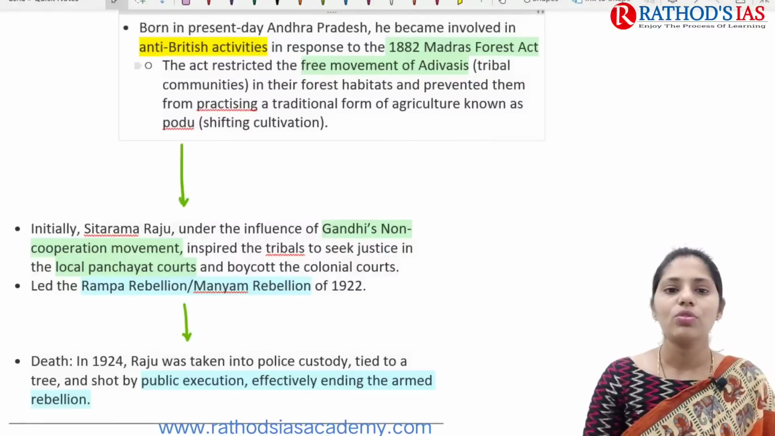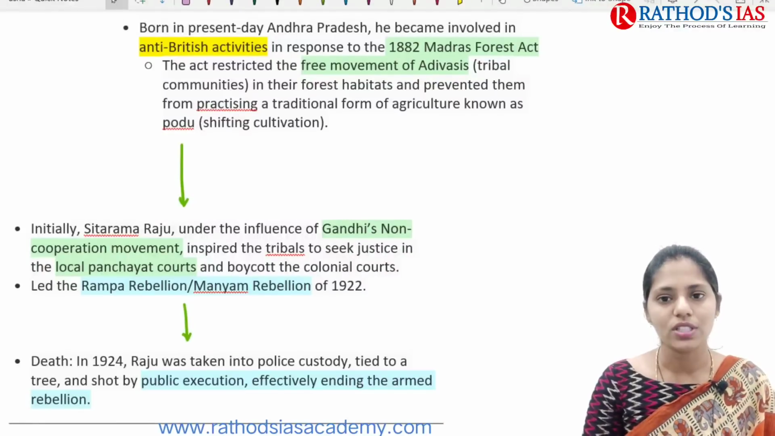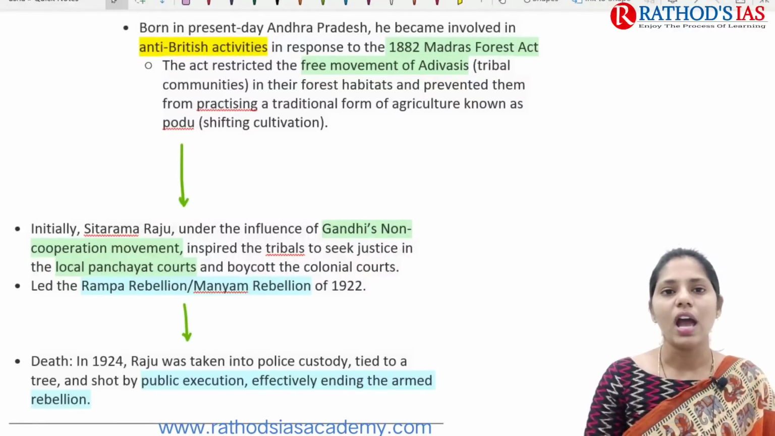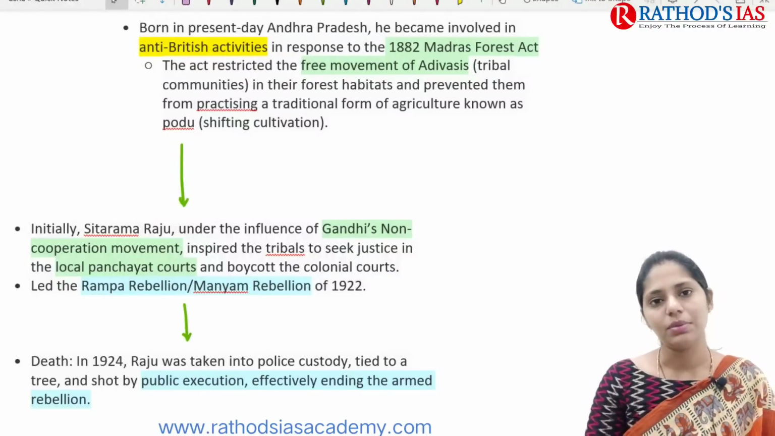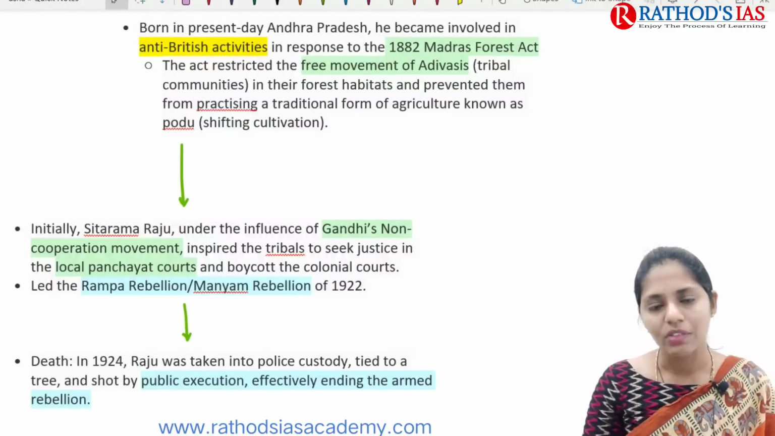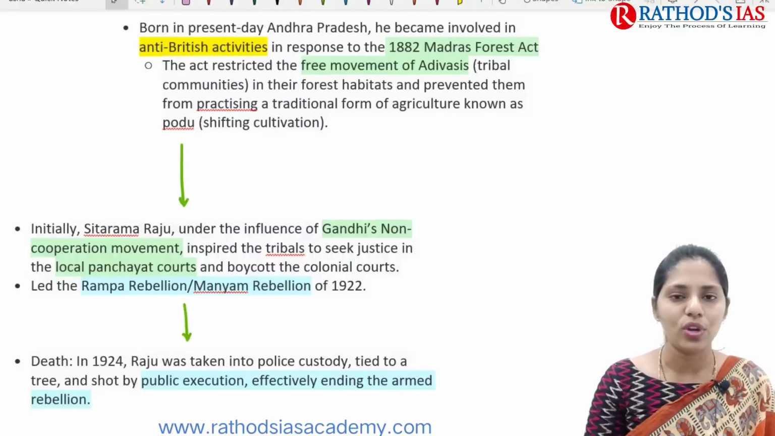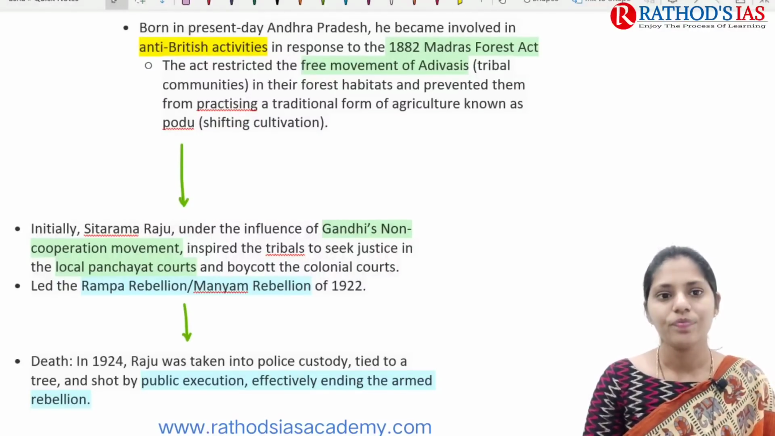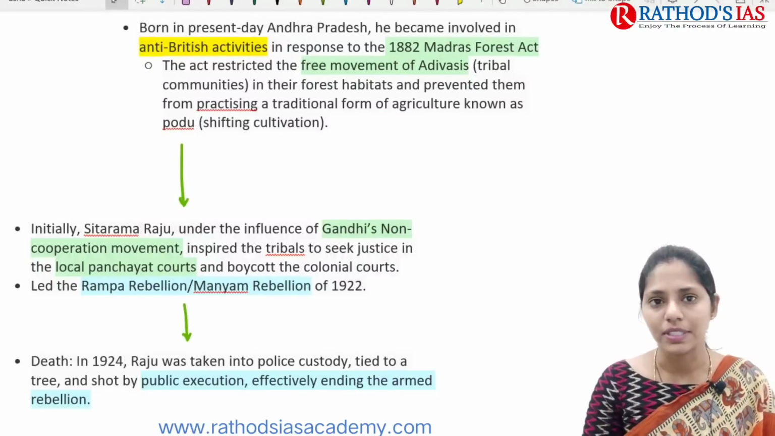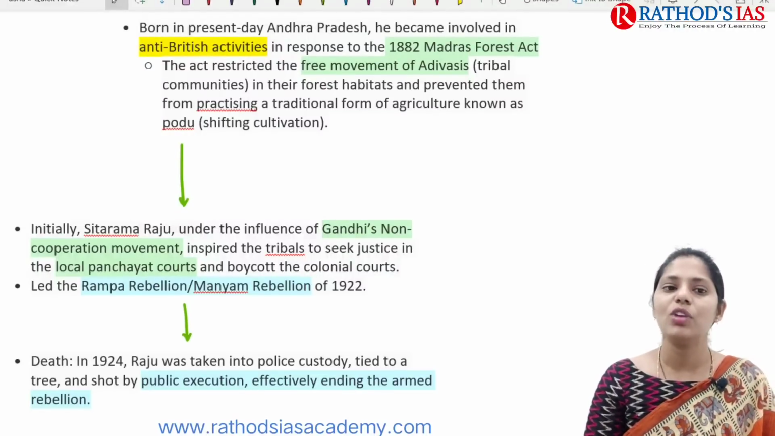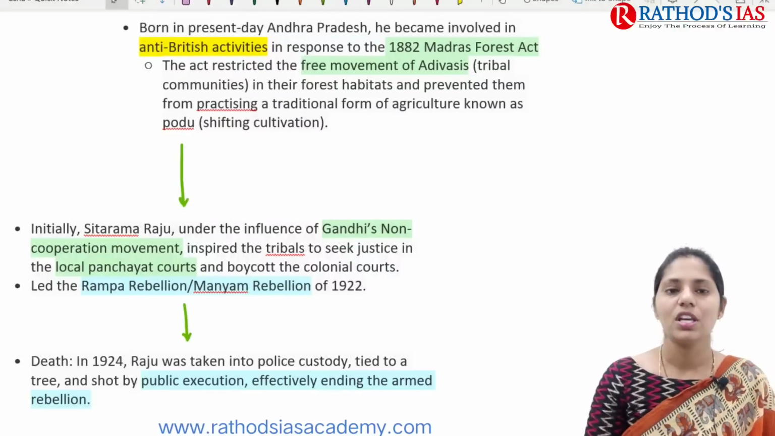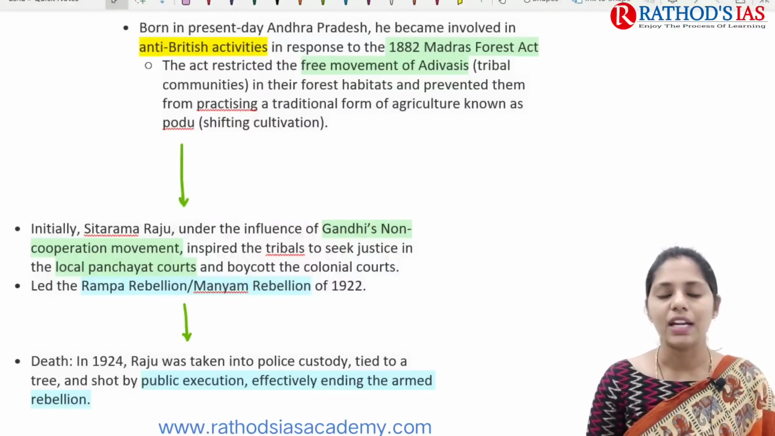If you're talking about the present, what is happening in Andhra Pradesh? In Bhimavaram, our Prime Minister made a visit and unveiled this bronze statue. Actually, this Alluri Raju was born in present Andhra Pradesh state and he became involved in anti-British activities. So why did he enter into these anti-British activities?